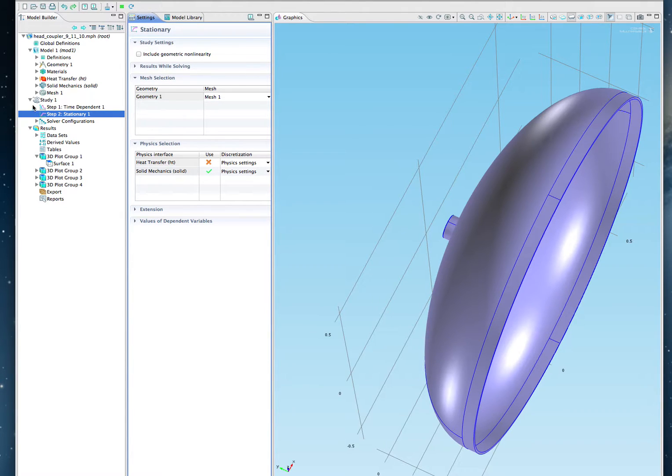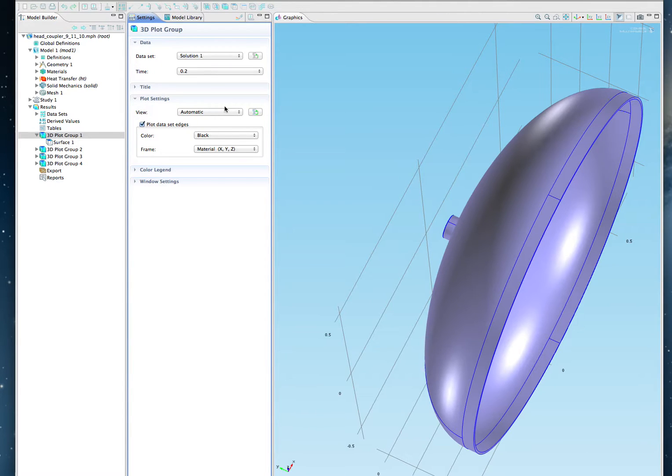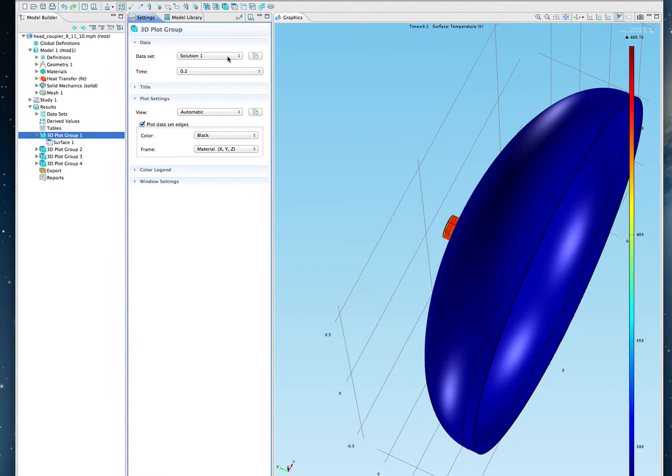So we did the study. Now we are going to look at the next section, which is the results. In the results, you can do 3D plots. You can choose which solution, 1 or 2, and you can choose the time at which you want to have the plot. And what are you viewing here?